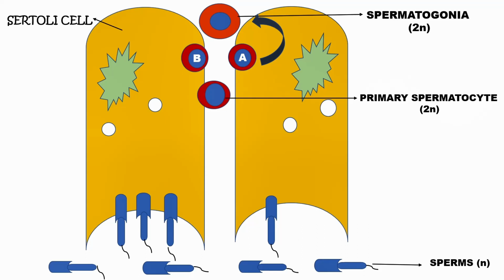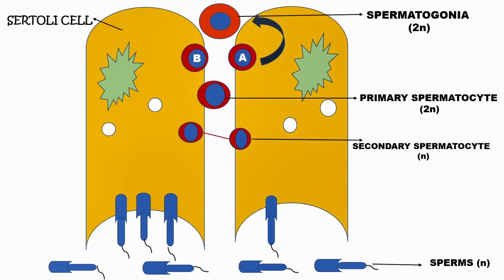Now this primary spermatocyte undergoes the first meiosis, called meiosis 1, and transforms into secondary spermatocytes. The number of secondary spermatocytes formed from one primary spermatocyte is 2, which are haploid cells. Now the secondary spermatocyte completes meiosis 2 and becomes 4 spermatids. All 4 are haploid. So from one spermatogonia, one primary spermatocyte is formed, and from one primary spermatocyte finally 4 spermatids are formed.